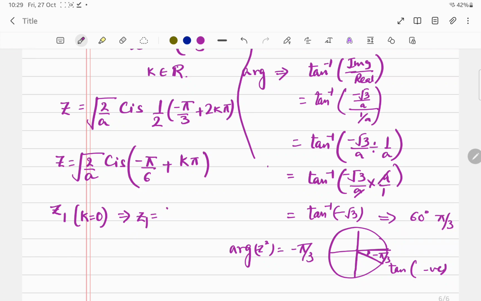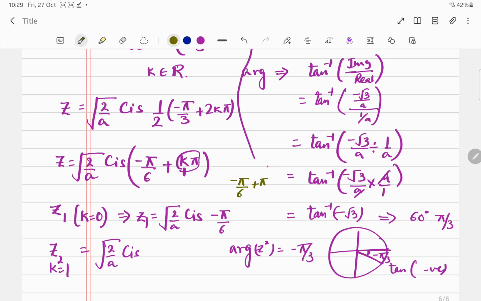So the first solution is when k is equal to 0. z1 is equal to root 2 over A cis, and this becomes 0, so it's going to be minus pi over 6. z2, when k is equal to 1, is equal to root 2 over A cis. Now k is 1, so this is pi, and so you have minus pi over 6 plus pi. If you solve that, it's going to be minus pi plus 6 pi over 6, so that is 5 pi over 6.